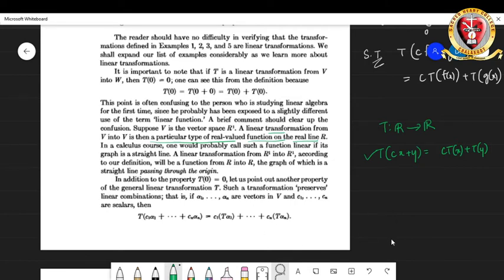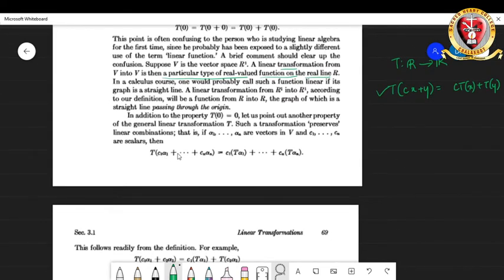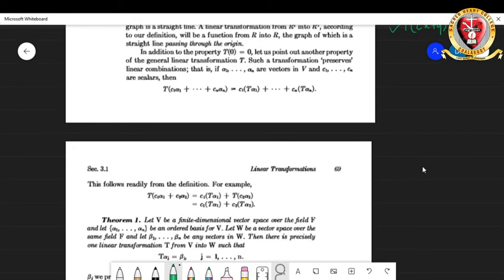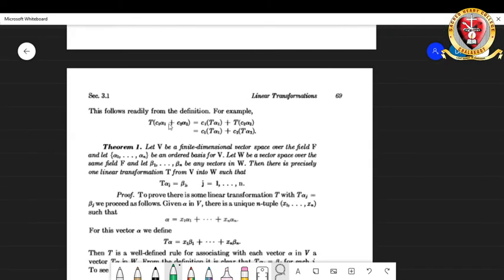And also if we are having n vectors, alpha 1, etc., alpha n, by induction, we can say that T of C1 alpha 1 plus etc. plus Cn alpha n is equal to C1 into T of alpha 1 plus etc. plus Cn into T of alpha n. So this follows readily from the definition. And also we can get T of C1 alpha 1 plus C2 alpha 2 is equal to C1 into T of alpha 1 plus T of C2 alpha 2, which is equal to C1 into T of alpha 1 plus C2 into T of alpha 2. This is an example of how we can just use the condition of linear transformation.